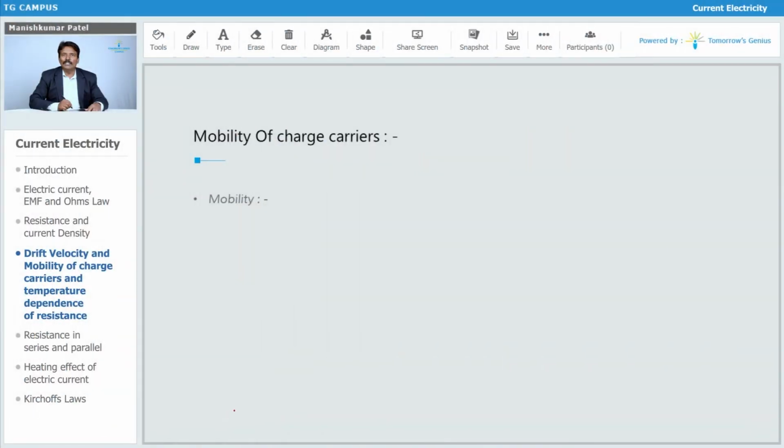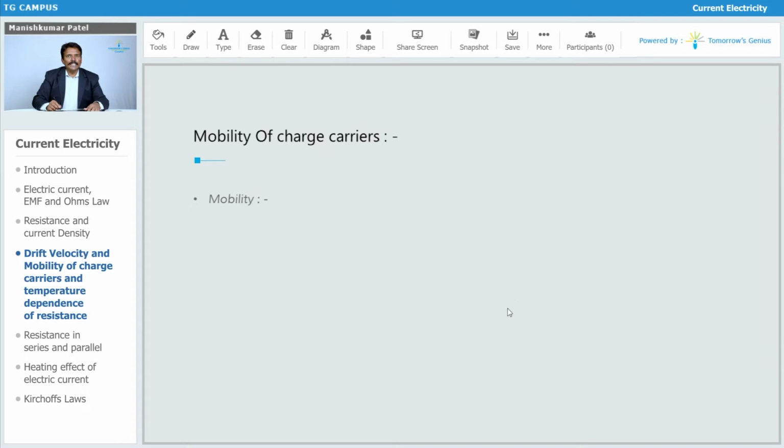So what is mobility of charge carriers? We know that all the electrons will get drifted towards the positive terminal. So how easily can you say that it will get drifted towards that positive terminal? That is what we sometimes call the mobility of your charge carriers. How easily they can move towards that positive terminal. So this is about the mobility of your charge carriers.